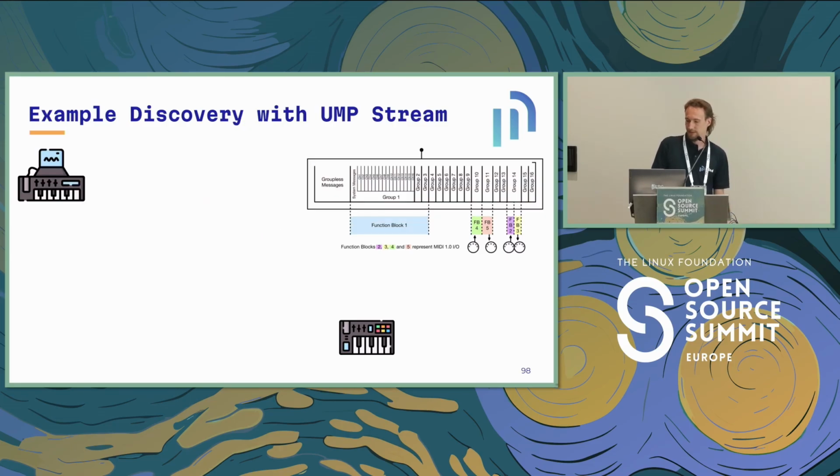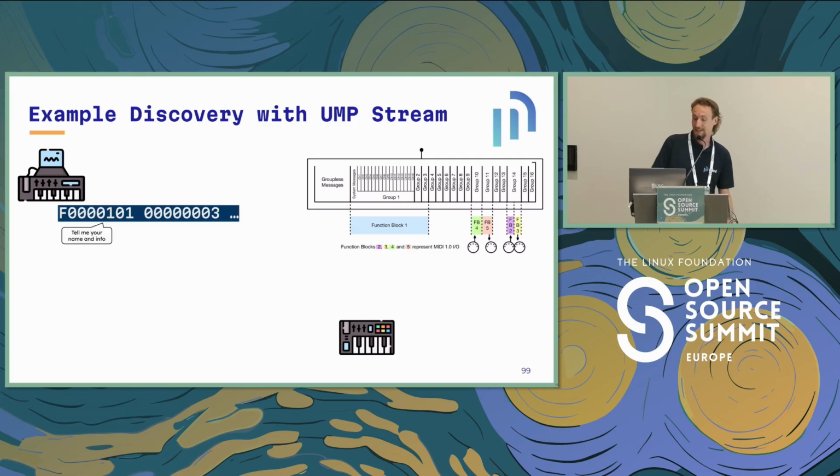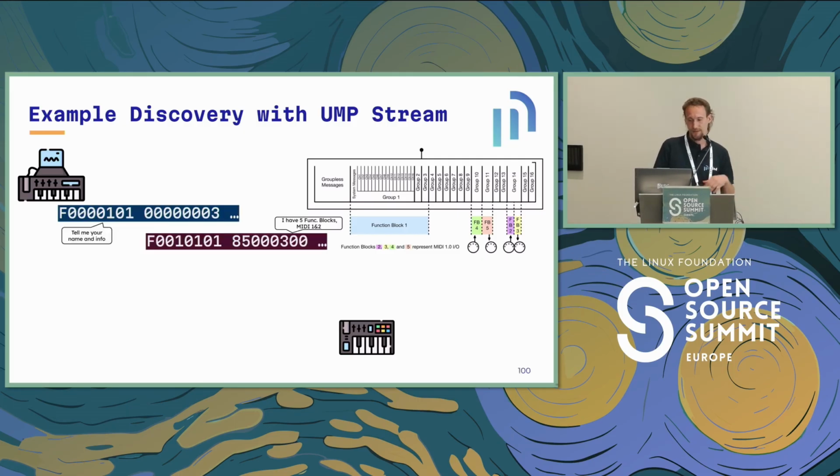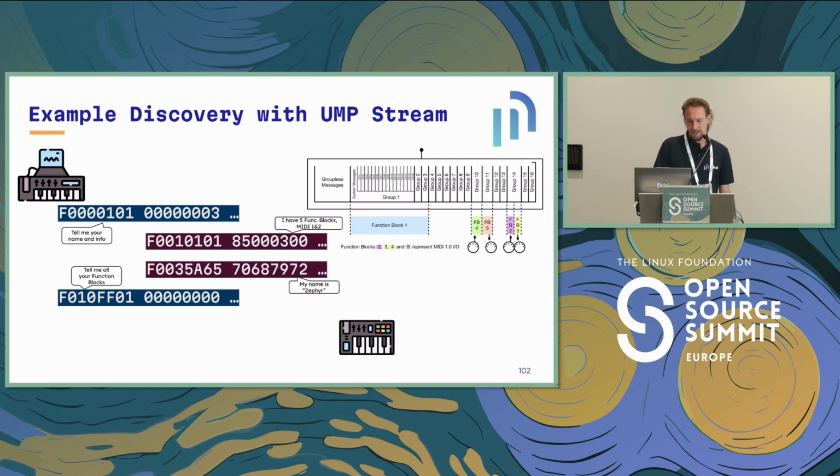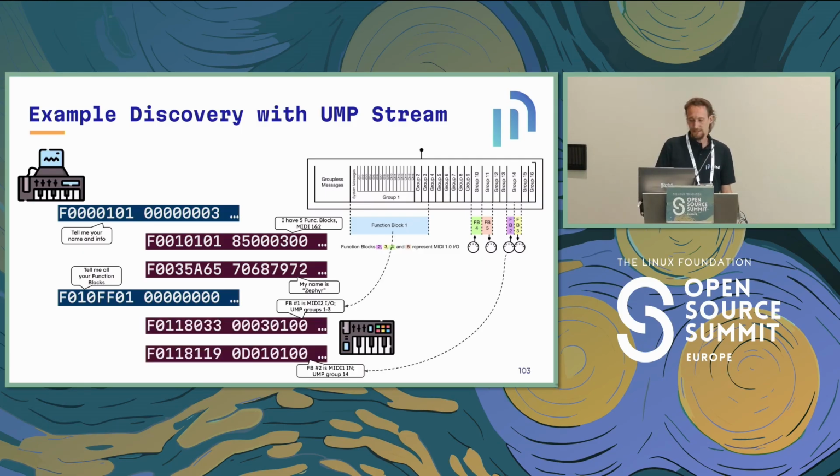So an example discovery. I have my computer on the top left, a device on the top right, on the bottom right. First I say, okay, tell me your name and information. It answers with hello. I have 5 function blocks, and I support both MIDI 1 and 2. My name is Zephyr. Then I ask, okay, tell me all you know, tell me all your function blocks. And it can say, okay, function block number 1 is MIDI2, input outputs, and it covers UMP groups 1, 2, 3. And you have also the second function block there, but yeah, you get the idea.